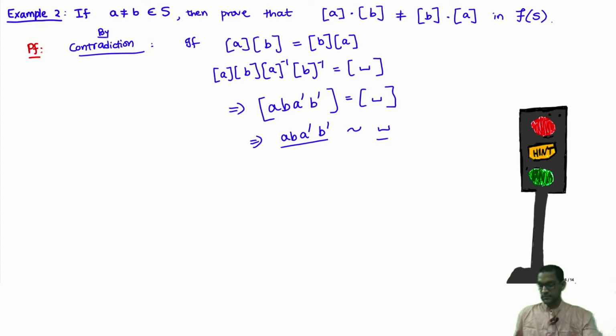Okay, but observe, unlike the earlier example, we don't get an automatic contradiction, because this word A B A prime B prime has an equal number of A's and A primes. It has one A and one A prime. It has one B and one B prime. So at least it satisfies that primary requirement for a word to be equivalent to the empty word. It's a necessary condition, but we still somehow need to get a contradiction out of this. So it will turn out we have to prove that A B A prime B prime can't be equivalent to the empty word.